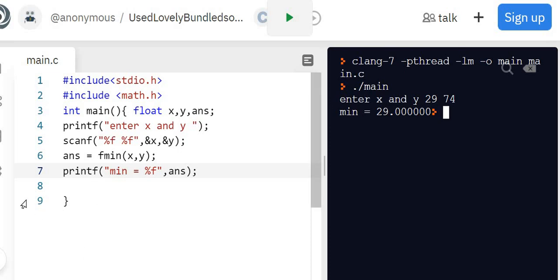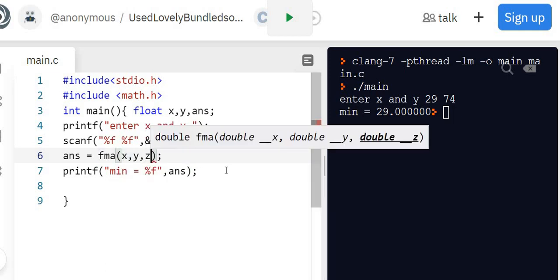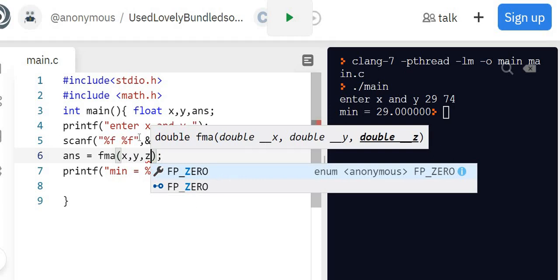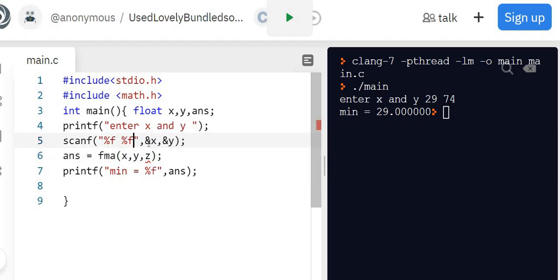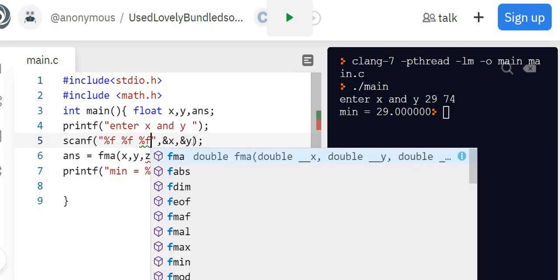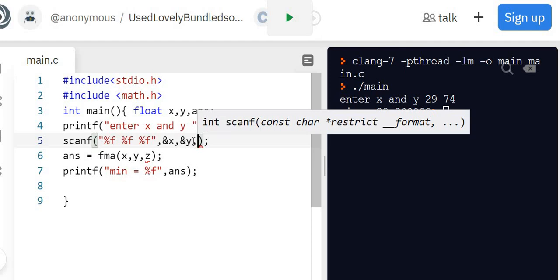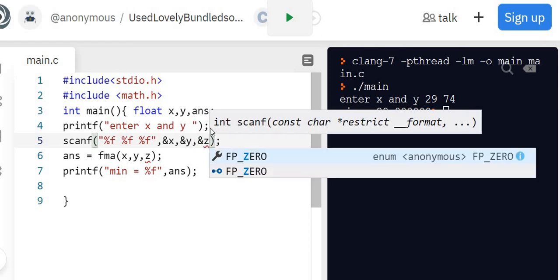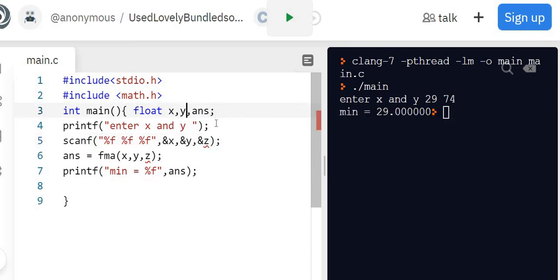One more interesting function is FMA. The FMA function does the calculation of x times y plus z. MA is multiplication and addition. So FMA works on three numbers x, y and z. So we must read three numbers from the user. We must also define three numbers.